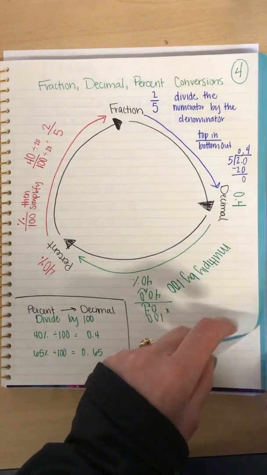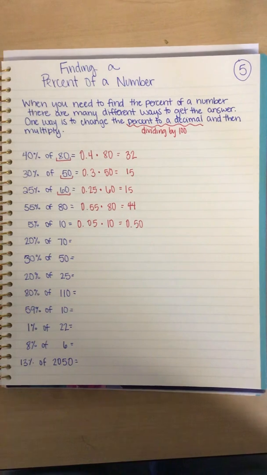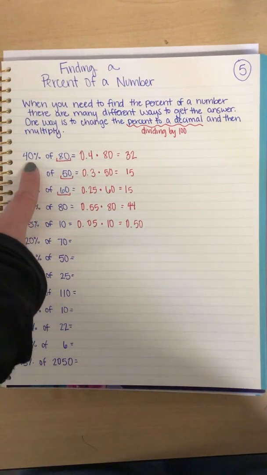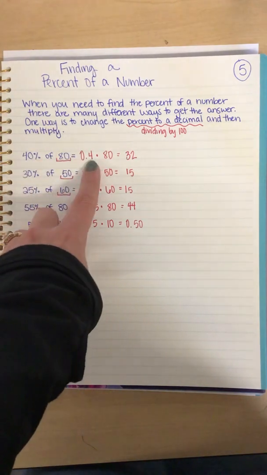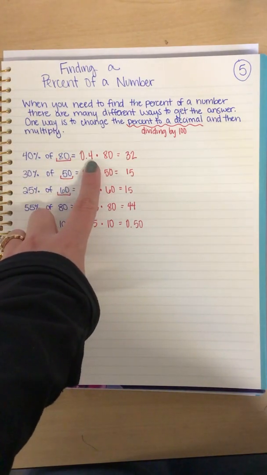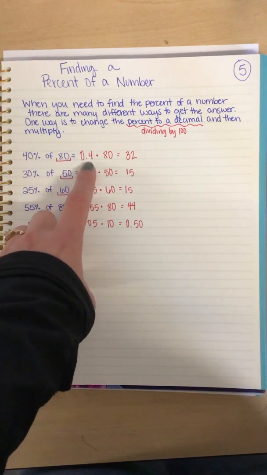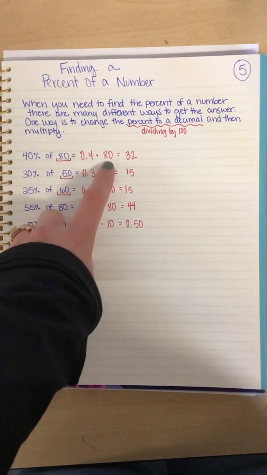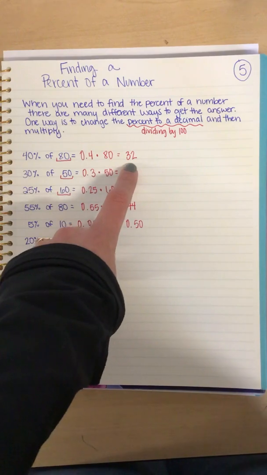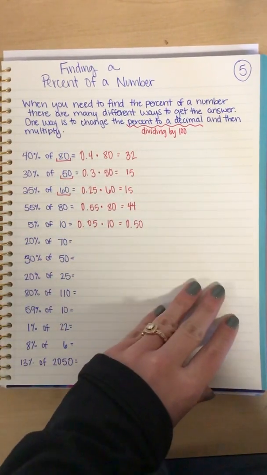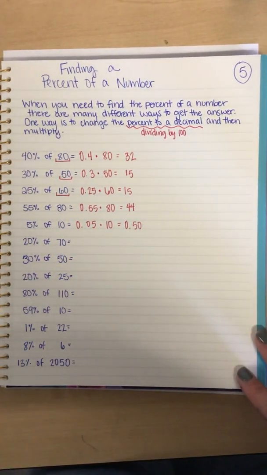So super quick review. And then we found percent of a number by taking that percent, changing it to a decimal by dividing it by 100, and then multiplying it by the whole. So in this case, 80 was the whole. So 4/10 or 40 hundredths times 80 equaled 32. And you did that with all of these. You found a part of a number.